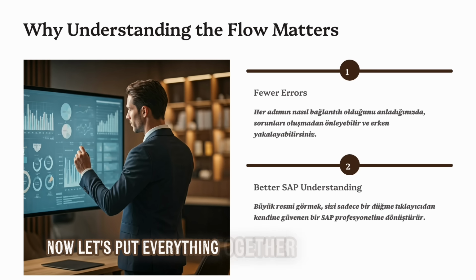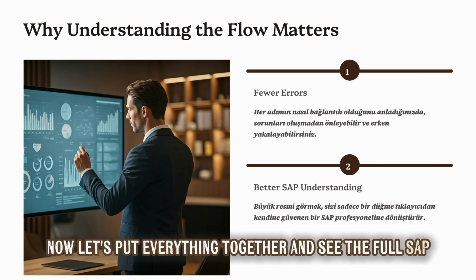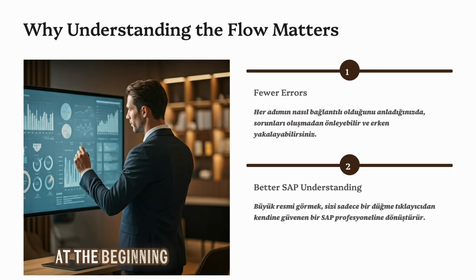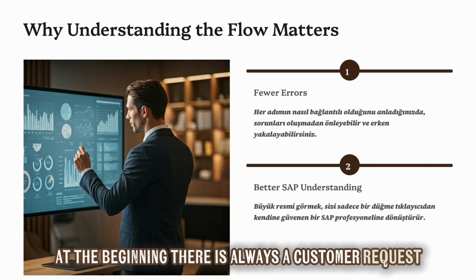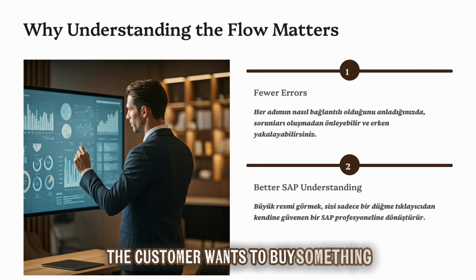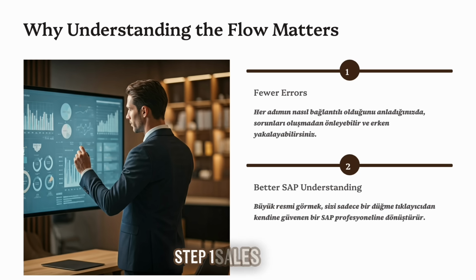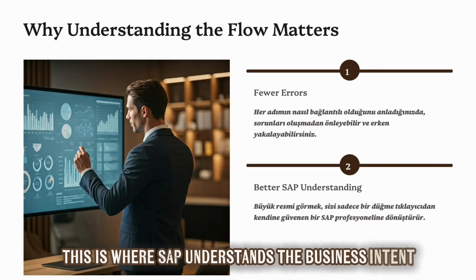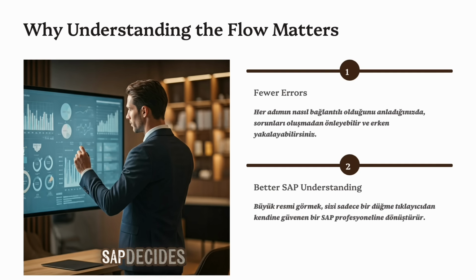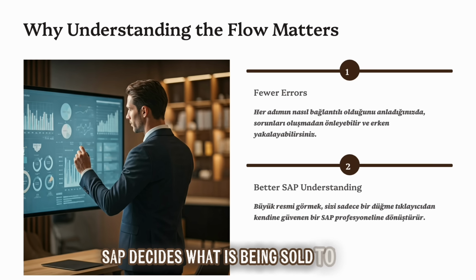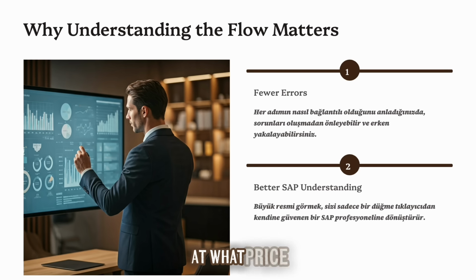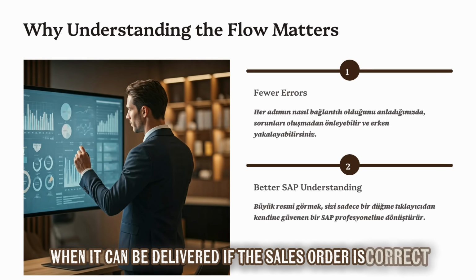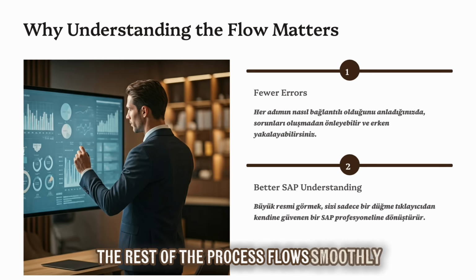Now let's put everything together and see the full SAP SD flow in one simple picture. At the beginning, there is always a customer request. The customer wants to buy something. Step 1. Sales order. This is where SAP understands the business intent. SAP decides what is being sold, to whom, at what price, when it can be delivered. If the sales order is correct, the rest of the process flows smoothly.